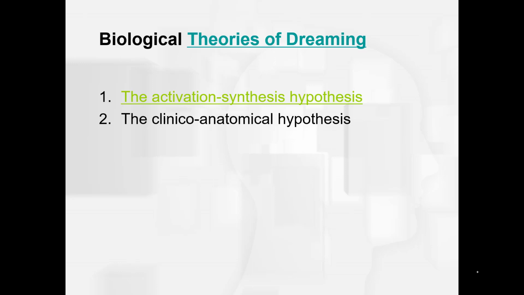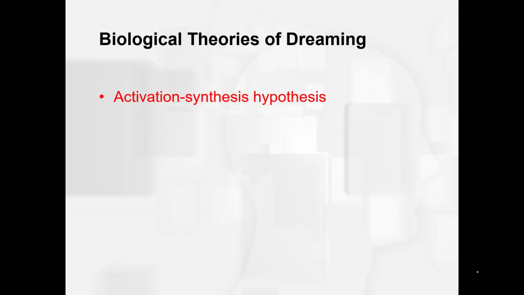So what happens in the brain that causes us to have the dreams that we have? We're going to talk about two of them that are discussed in your textbook: the activation synthesis hypothesis and the clinico-anatomical hypothesis. The activation synthesis hypothesis says that dreams begin with those PGO waves.